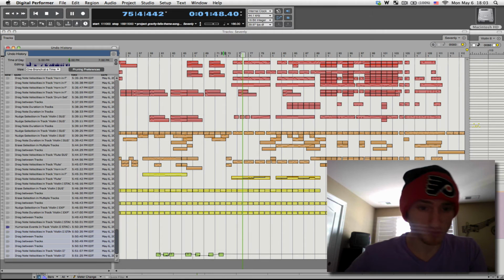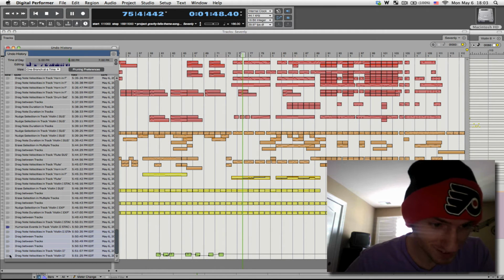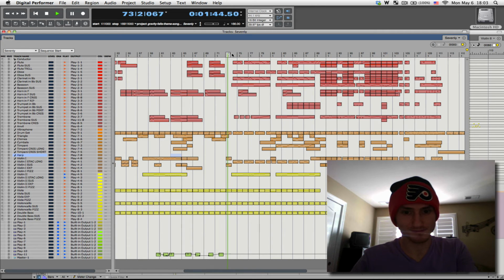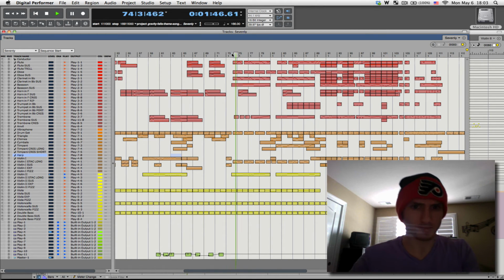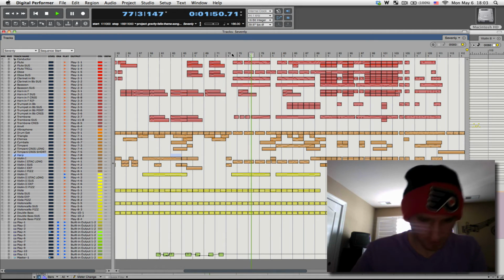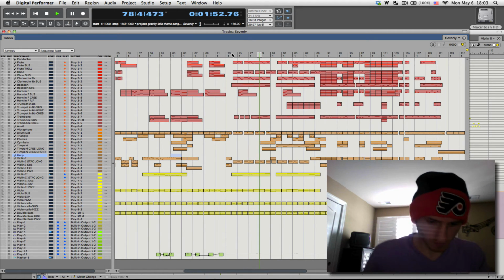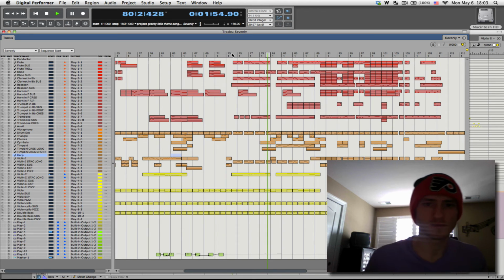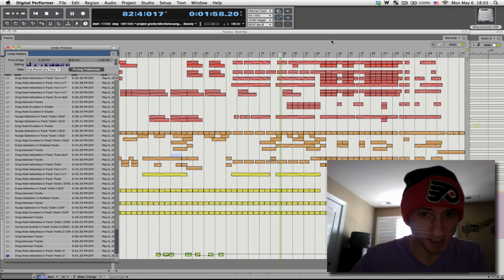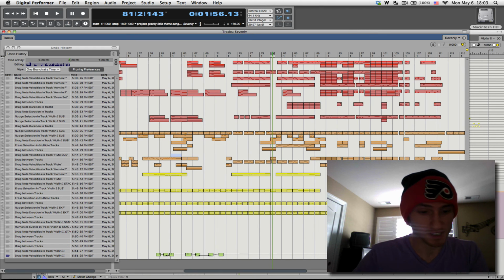Oh, that's the before. Sorry about that. Here's the after. Okay, sounds a lot more realistic, a lot more pleasant to my ear.